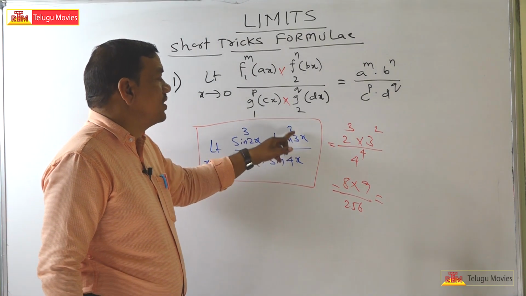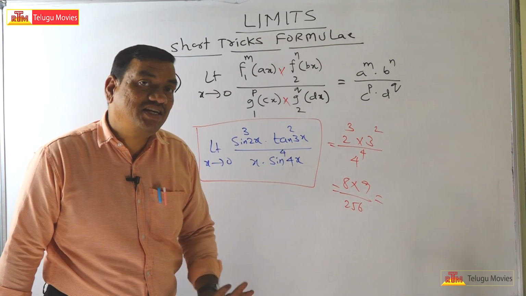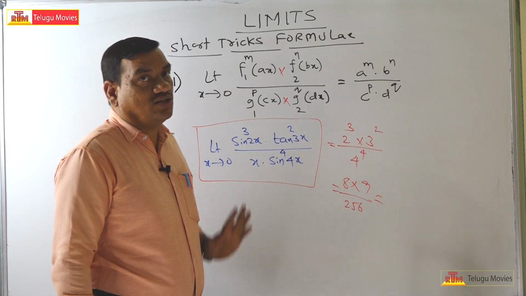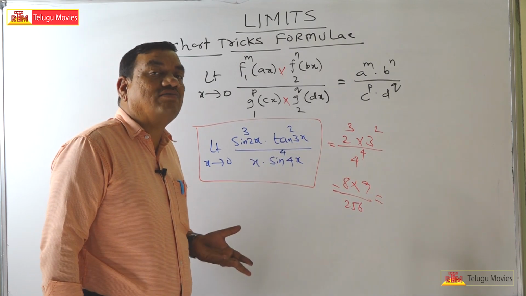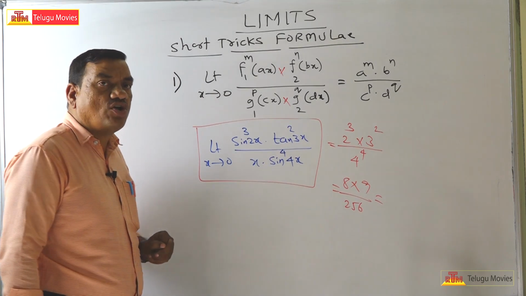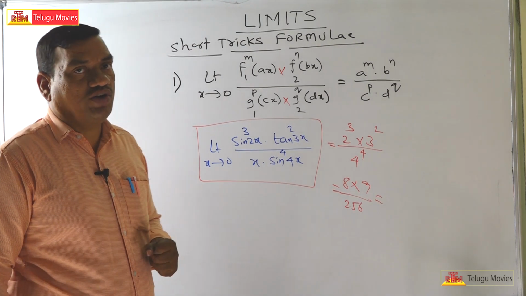This is 2 cube by 3 square into 4 power 4, whatever it may be. But the condition is the function should be sin, tan, that's all: sin, tan, or sin inverse of x, cos inverse of x, or tan inverse of x. Very nice short trick. I hope you understand this short trick. So let us see some more short trick formulas.